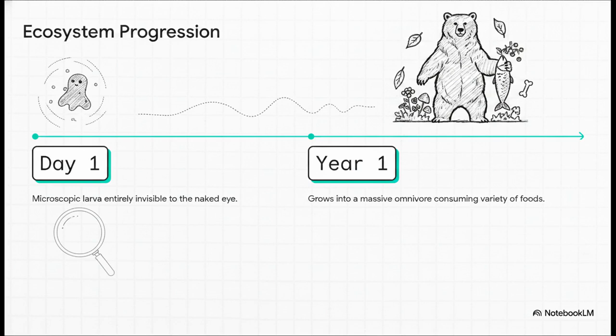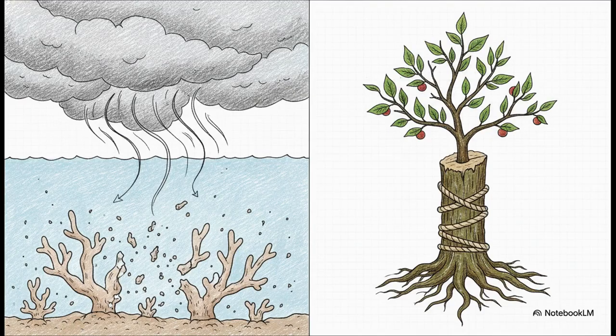On day 1, you have a microscopic, meaning entirely invisible to the naked eye, larva. But give it a year, and that tiny larva might grow into something like a massive bear, which is a classic omnivore, meaning a creature that consumes a vast variety of both plant and animal foods. Now, when discussing science in advanced English, especially in those dense reading passages, you'll encounter specific processes.